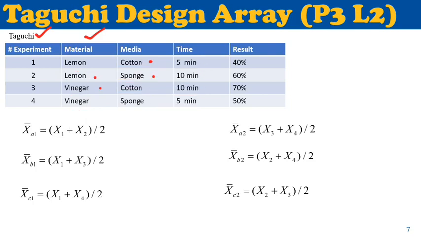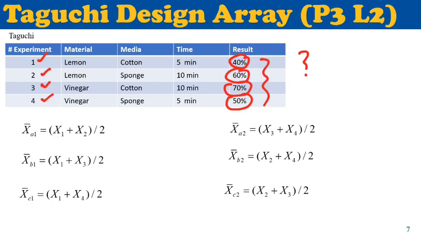So again, now we have our result. So that was the second rule. Now we have our results. Assume that after we run these tests from Taguchi Design, we found the result as the first combination gives you 40% cleaning, the second combination gives you 60% cleaning, the third combination gives you 70% cleaning, and then the final combination gives you 50% cleaning. So now, from this, how can we determine which combination will be the best outcome?